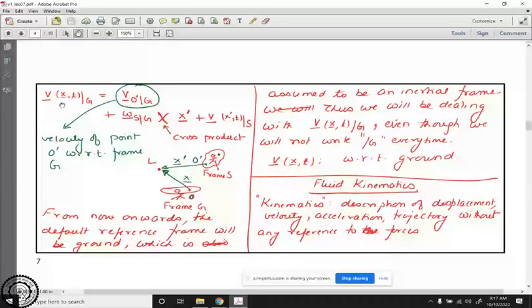So this is the velocity of the particle L with respect to frame G, and here is the velocity of the same particle observed with respect to S, right? And how are they related? The first term here is the velocity of O prime as observed from G. This O prime is fixed to S, so that velocity comes here, and then there is a cross product sitting here, and the first factor of the cross product is omega Sg.